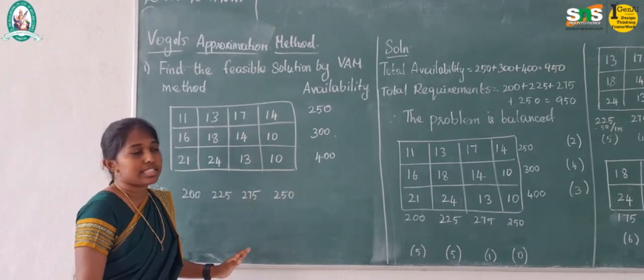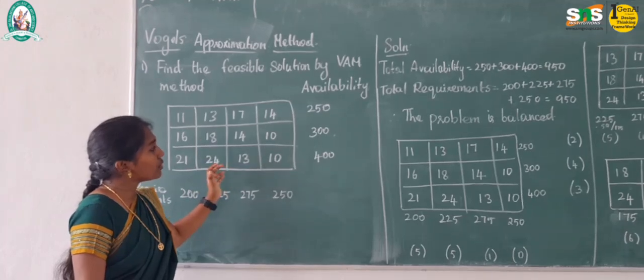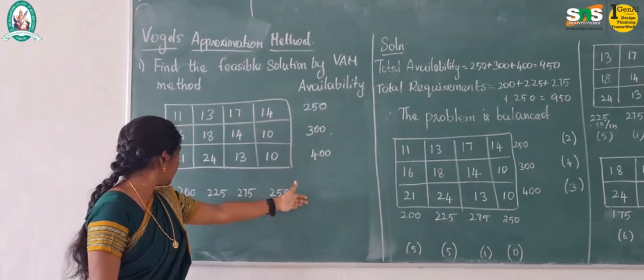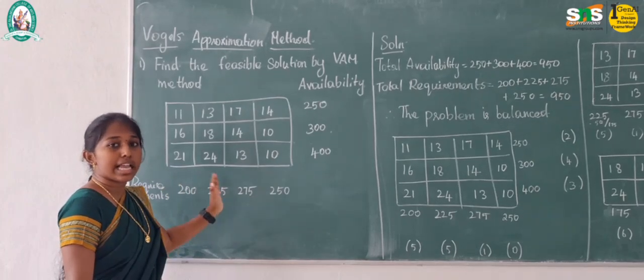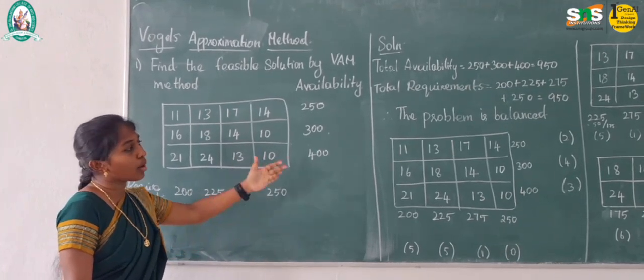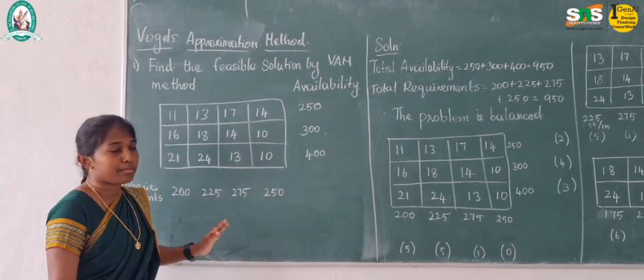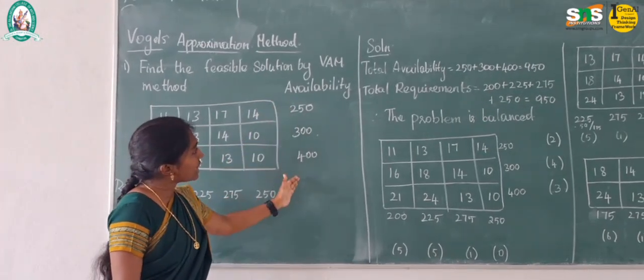Balanced or unbalanced. So by finding the balance, we have to add the availability as well as the requirements. By adding those two, we get an answer, the same answer. If we get the same answer, the problem is balanced, otherwise the problem is unbalanced. So first we are going to add the availability.